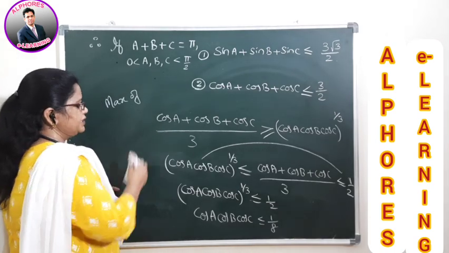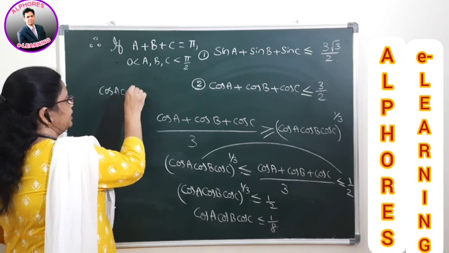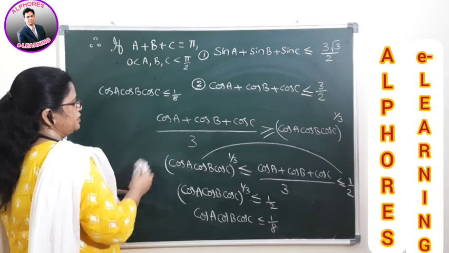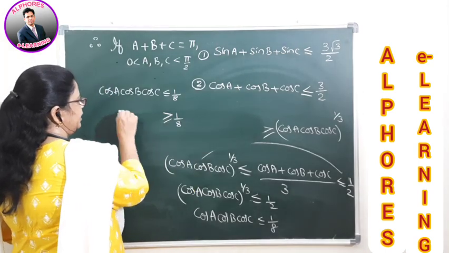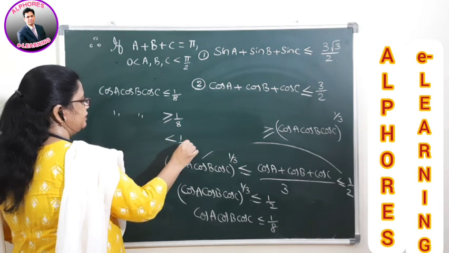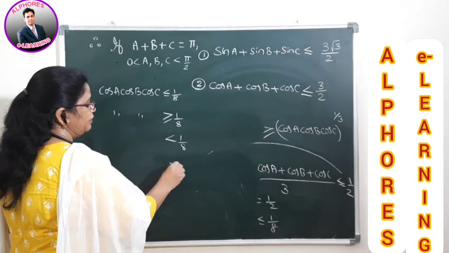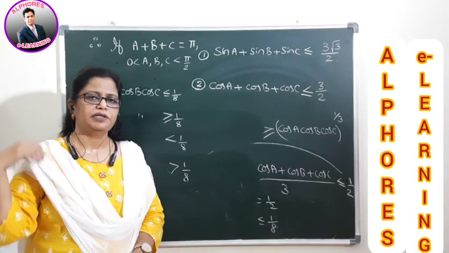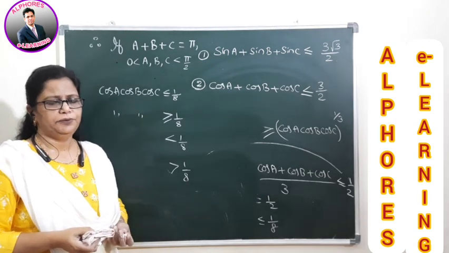But if the options are given, they give as one option the product cos A cos B cos C less than or equal to 1 by 8. Another option, they may give as greater than or equal to 1 by 8. And another option, they give less than 1 by 8, or they may give strictly greater than 1 by 8. In this way, students, if it is given, then we may get confused whether the product is taking a minimum value or a maximum value.